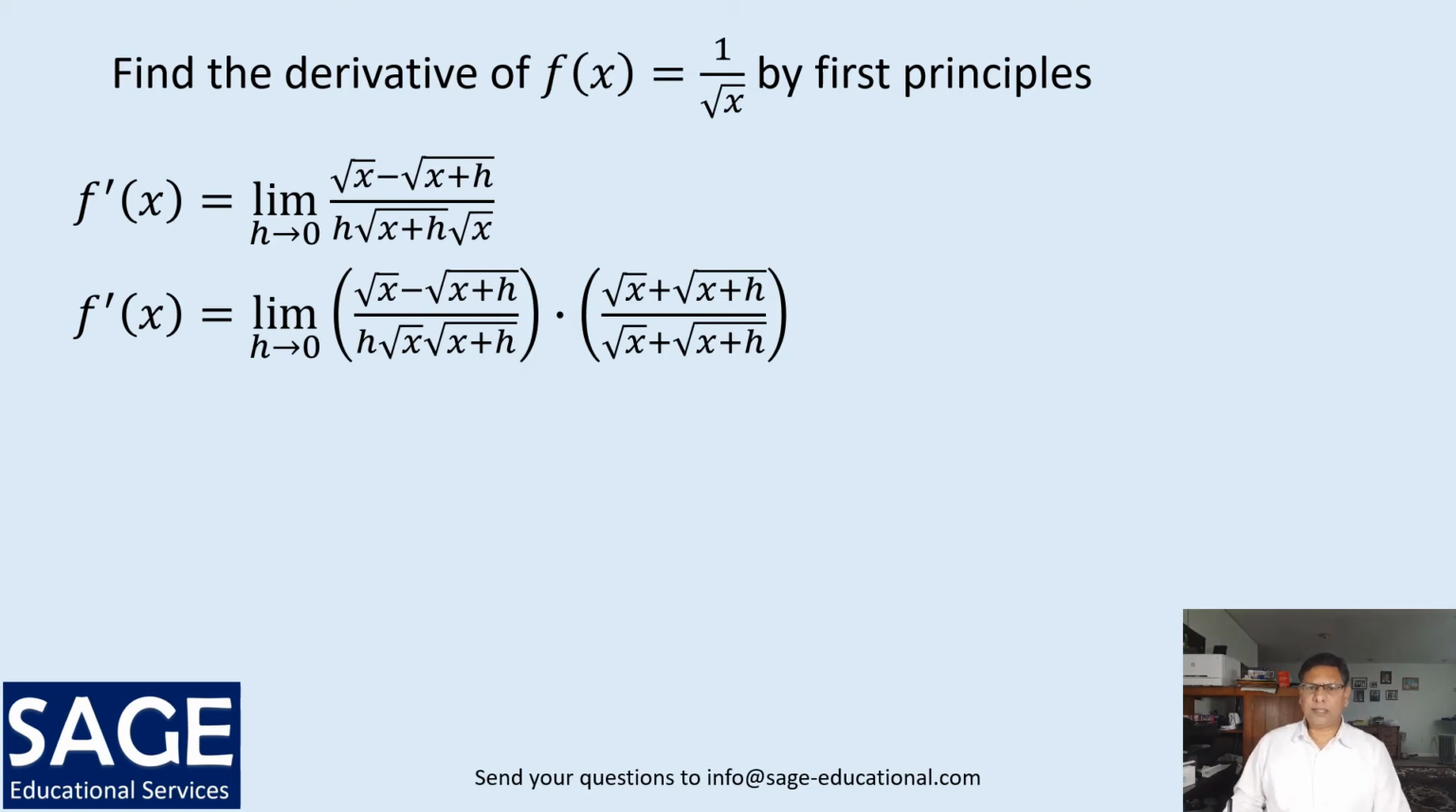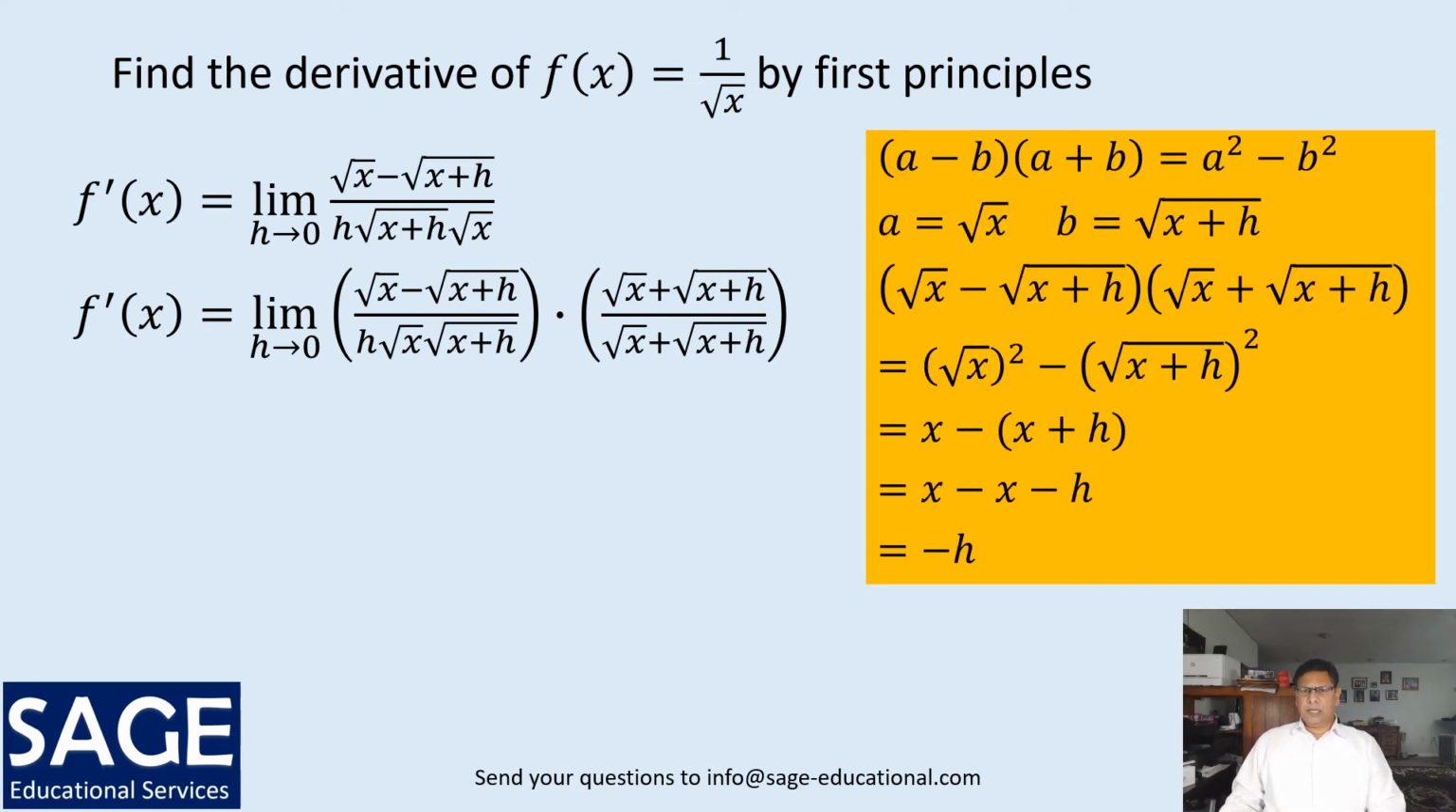So what I did there is I multiplied with the fraction for which both the numerator and denominator are square root of x plus square root of x plus h. So this will eliminate the radical signs in the numerator. Now this is of the form a minus b times a plus b. So let's see how we simplify that.